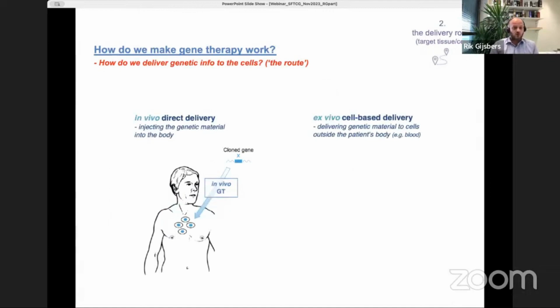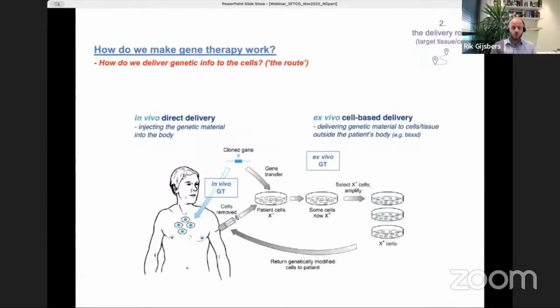Secondly, we have to choose whether we're going to treat the patient directly in vivo, and the specific target cells and tissue will define that. As you can imagine, a brain is not that easily taken out of the person and then placed back in. Based on the target tissue, we will either have an in vivo direct delivery method or an ex vivo cell-based or tissue-based delivery method, where the tissue or the cells of interest can be taken out of the patient, treated and manipulated ex vivo, and then placed back into the patient.